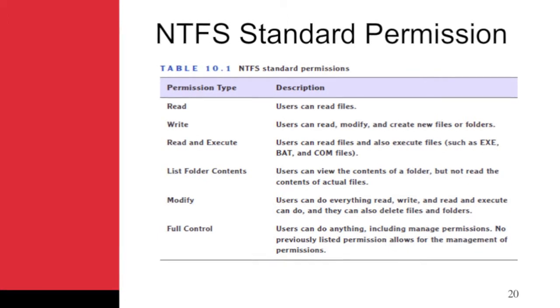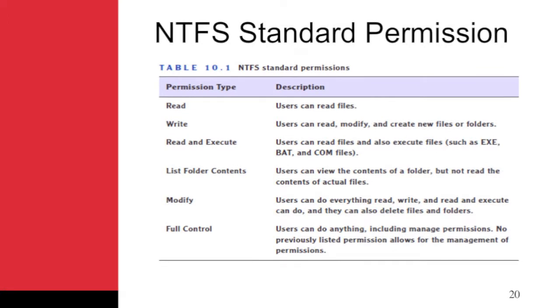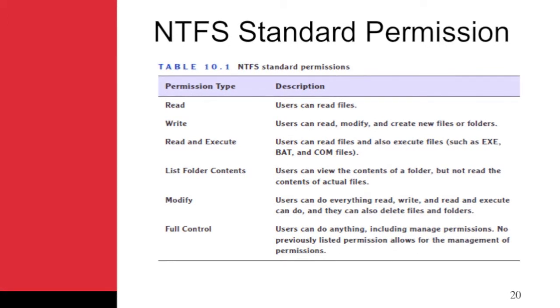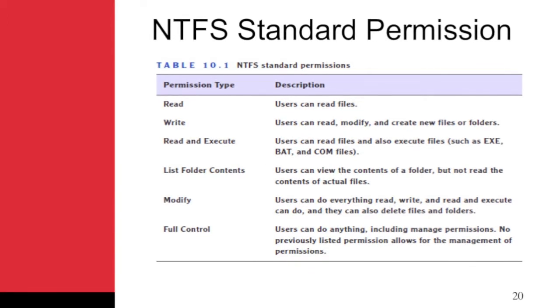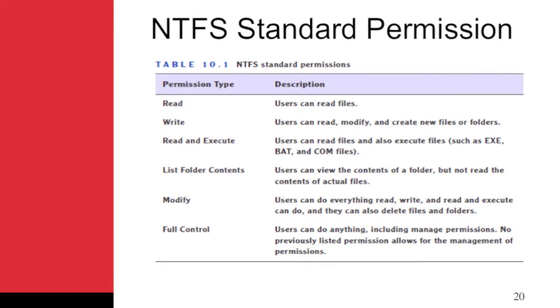Inherited permissions are set through the parent object. For example, by default, a file inherits the permissions of the folder in which it is created. Subfolders also inherit the permissions of parent folders. This inheritance can be blocked, but it is the default behavior. NTFS permissions are defined in this table.